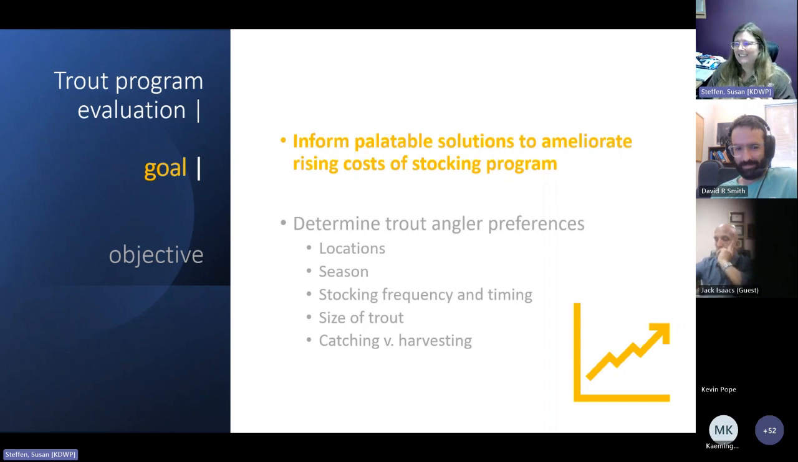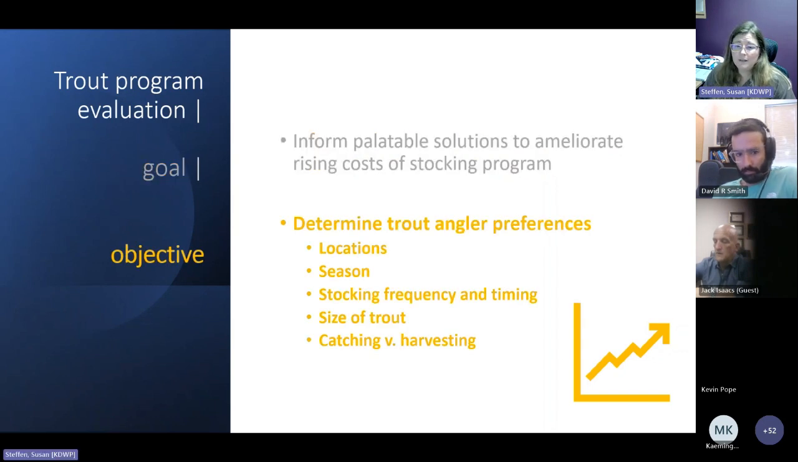For some of you who are not well versed in human dimensions and the kind of research we do, I'm just trying to show you a little bit of behind the scenes, the kind of things we take into consideration. The goal was to come up with some of these solutions, because we definitely have to make some changes to the program due to cost. One of the ways we can make this more palatable for our anglers is to look at various aspects, such as the locations we stock, seasons, size, just some of those aspects.